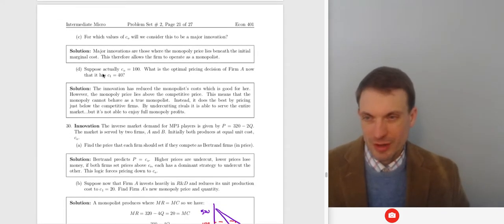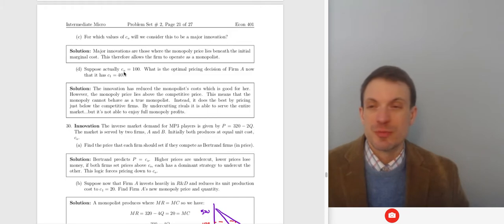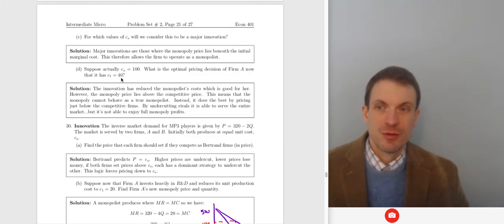All right. Suppose, for example, the initial price was 100. What's the optimal pricing decision after they've innovated? Well, we have much lower costs, but we can't price like a true monopolist. We're going to have to set a price at like 99, or 100 minus epsilon.